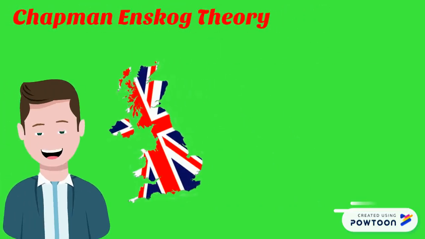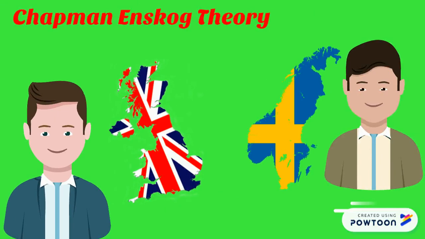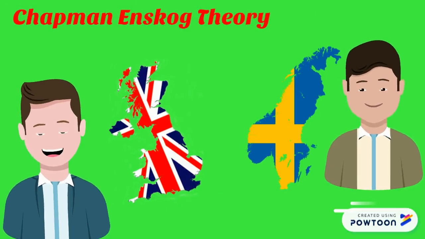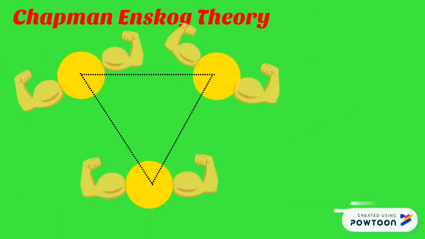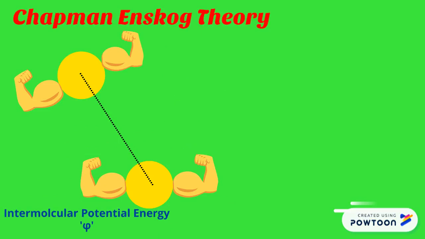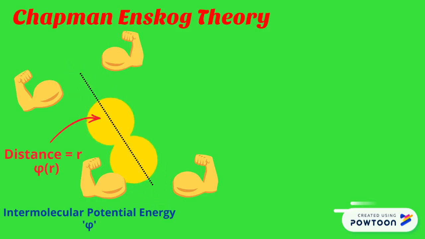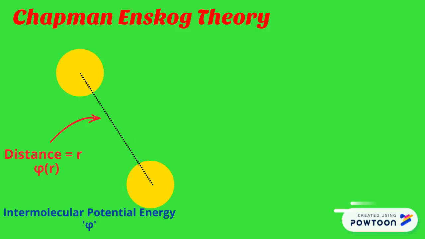Scientists Sydney Chapman in England and David Enskog in Sweden separately discovered the theory of gas diffusion based on the intermolecular potential energy, phi, of the pair of molecules. Phi is a function of the distance between the pair of molecules undergoing collision in order to get diffused, which is denoted by small r. Intermolecular force, capital F, equals minus d phi by dr.